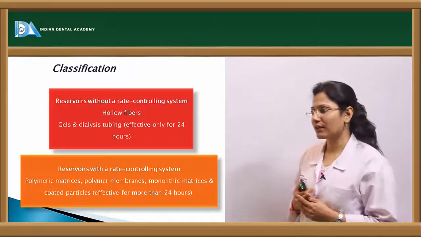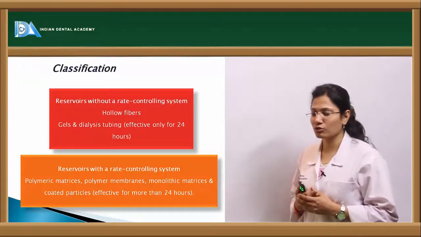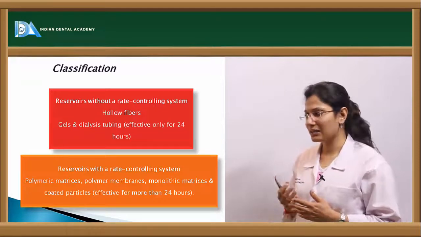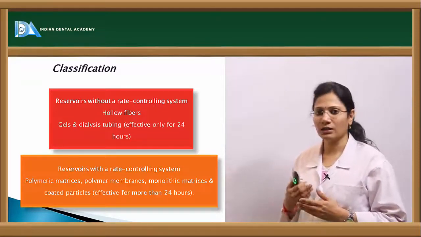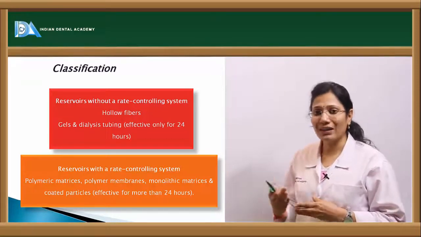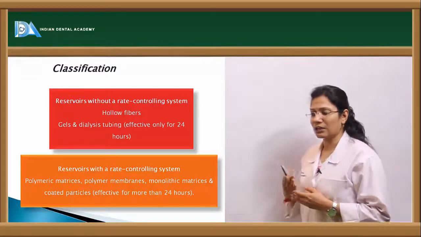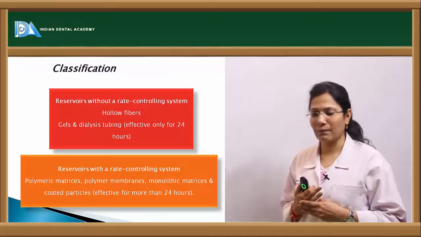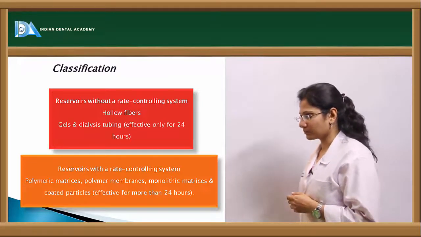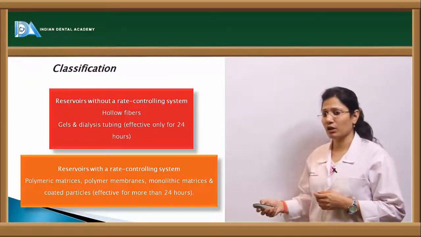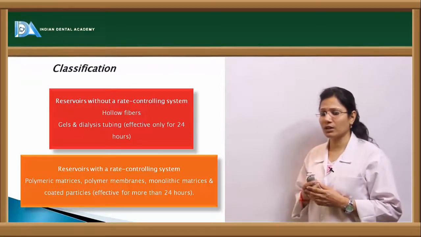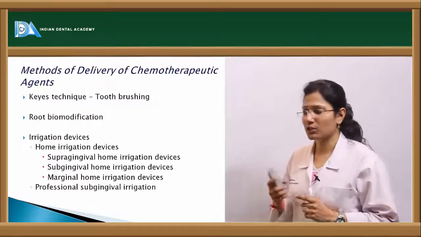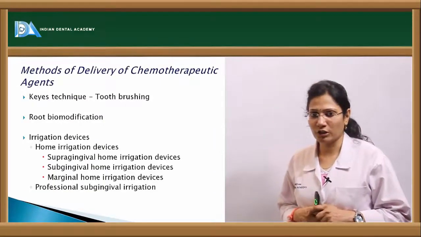Classification: you can classify them as reservoirs without a rate controlling system, which include hollow fibers, gels and dialysis tubings, whereas the other classification is reservoirs with a rate controlling system, like polymeric matrices, polymer membranes, monolithic matrices, etc. They are effective for more than 24 hours, whereas reservoirs without a rate controlling system are effective for less than 24 hours. What are the methods of delivery of chemotherapeutic agents?